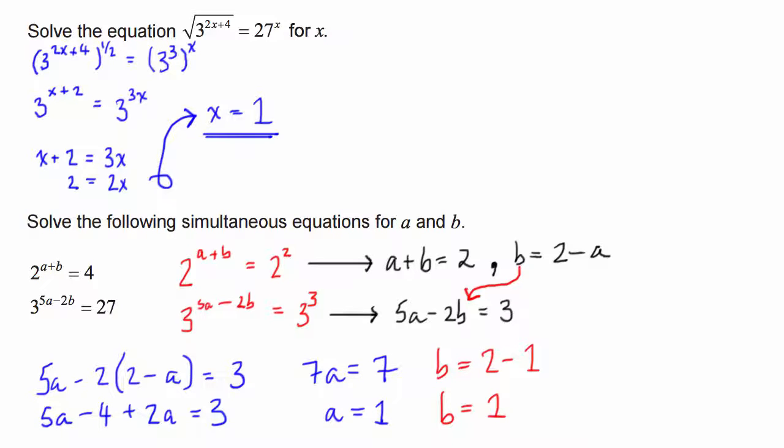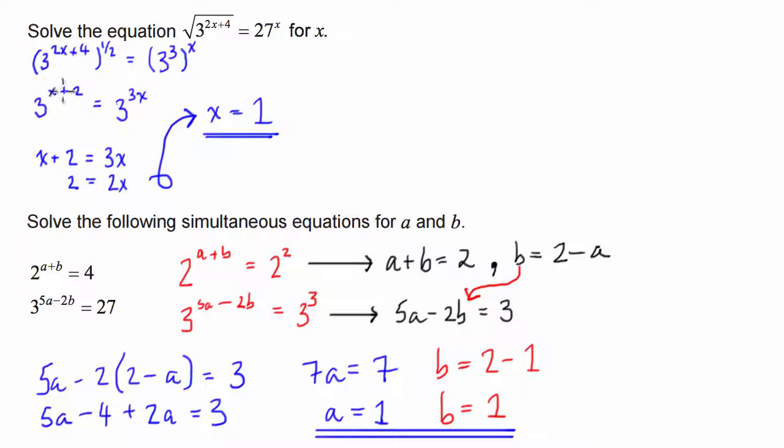So you can see there that once we make the bases the same and we're able to just equate the indexes with each other, it turns into quite a simple simultaneous equation. And I use the substitution method because that's the one that I feel the most comfortable with. So let's just run through all this again.